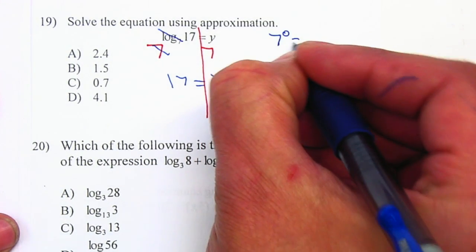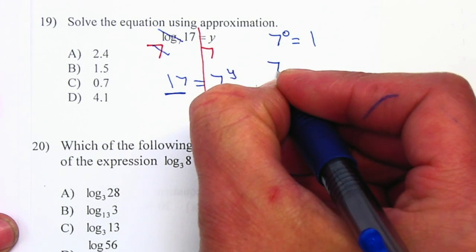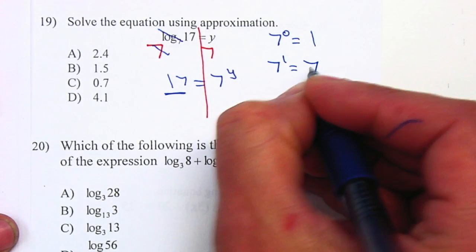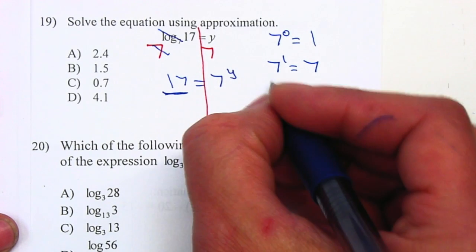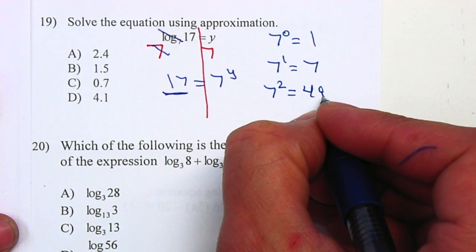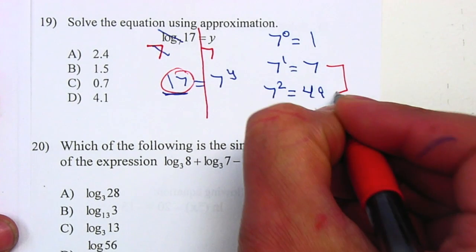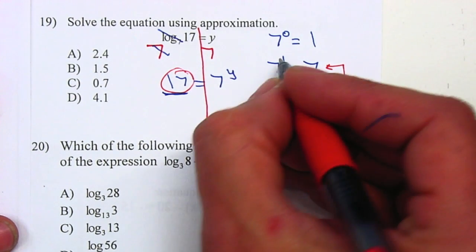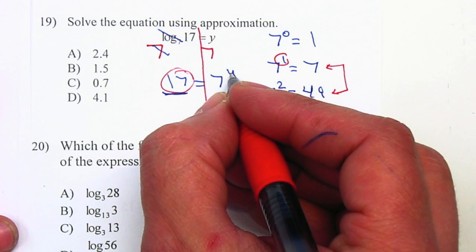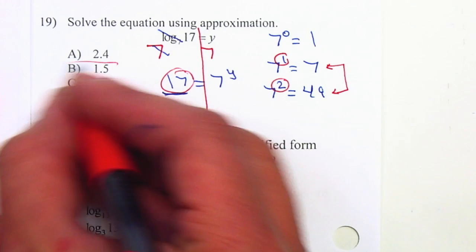I know that 7 to the 0 is equal to 1. That's too small. I need to get 17. 7 to the first power is 7. That's too small. 7 to the second power is 7 times 7 is 49. That's too big. So 17 is between 7 and 49. Therefore, the exponent for the y has to be between 1 and 2. The number between 1 and 2 is 1.5.